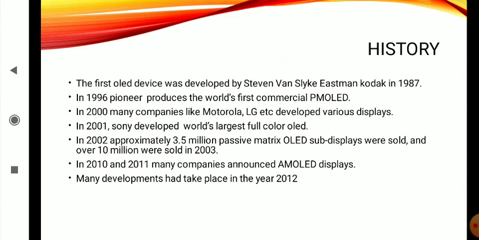Now, the history of OLED. The first OLED device was developed by Steven Van Slyke at Eastman Kodak Company in 1987. After that, in 1996, it was commercialized. In 2000, many companies like Motorola and LG announced their displays. In 2001, Sony developed its first full-color OLED display. In 2002, approximately 3.5 million passive matrix OLED displays were sold, and after that, 10 million were sold in 2003. In 2010 and 2011, many companies announced their AMOLED displays, which are currently being used in smartphones. After that, many developments have taken place.